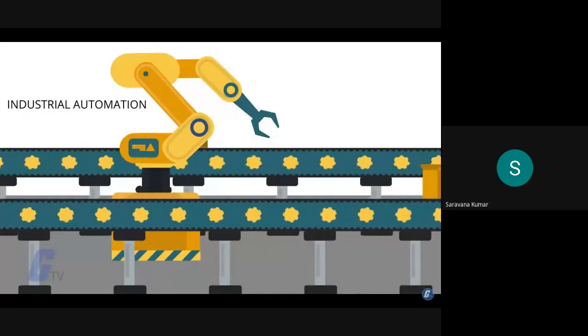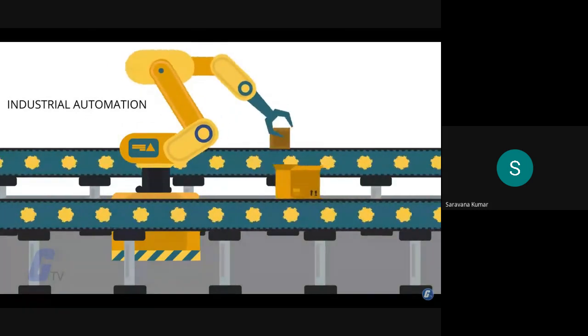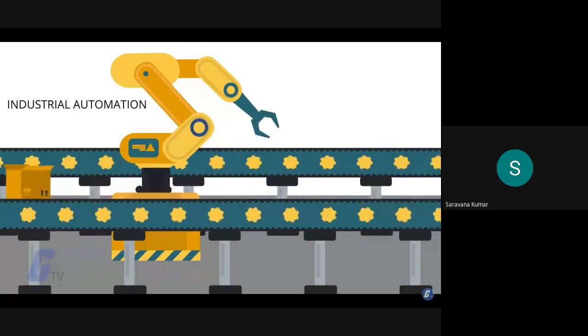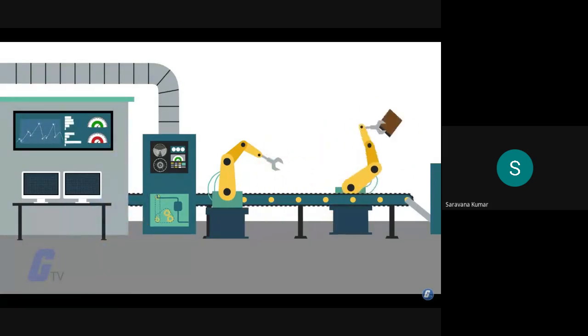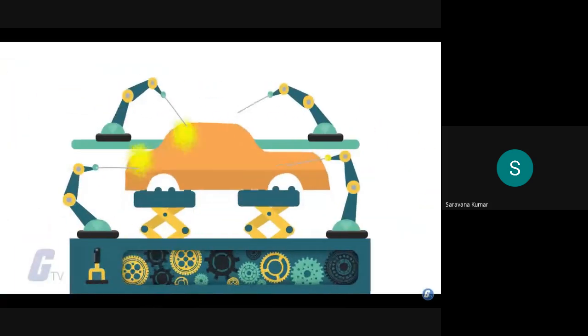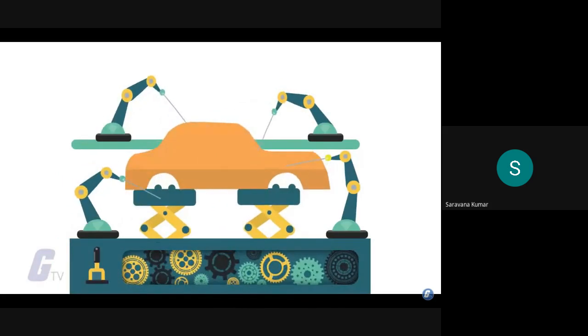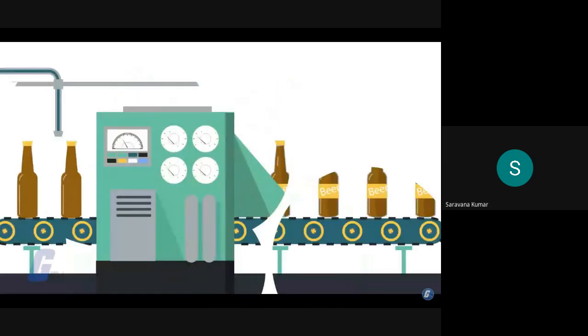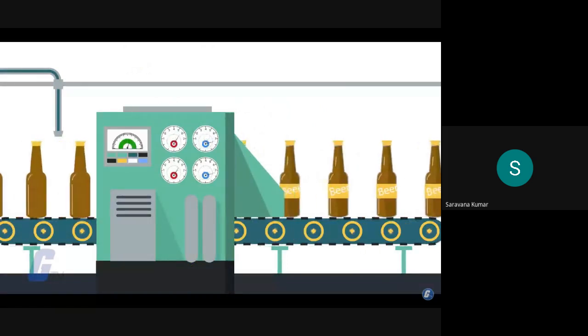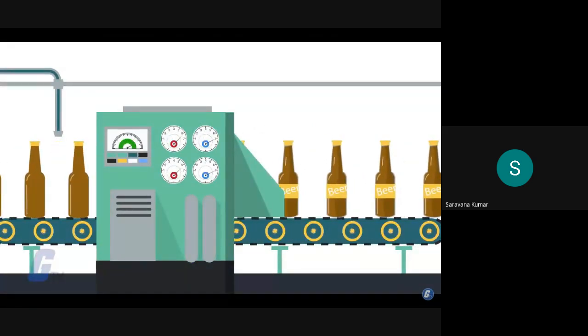Industrial automation is a set of technologies that uses control systems and devices, such as computer software and robotics, to enable automatic operation of industrial processes and machinery without the need for human operators. Industries implement automation to increase productivity, eliminate the possibility of human error, reduce costs, save time, and achieve higher performances.